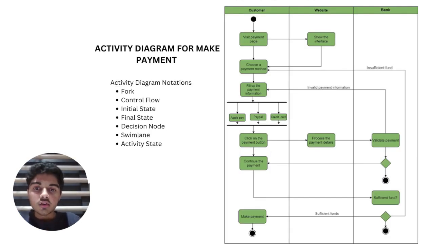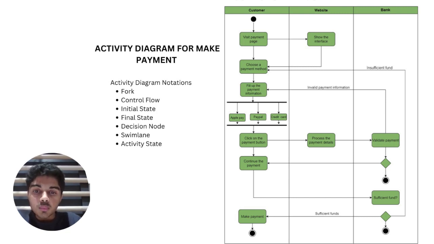The second slide is called activity diagram for payment. Basically, it shows a diagram for the steps to make a payment. The diagram uses different symbols to show each part. A fork splits the flow to do many activities at the same time. Control flow shows the order of the activities. The initial state shows where the activity starts, and the final state shows where the activity ends.